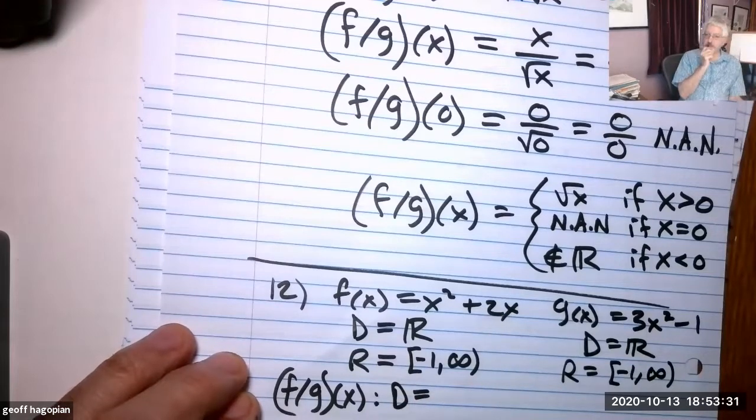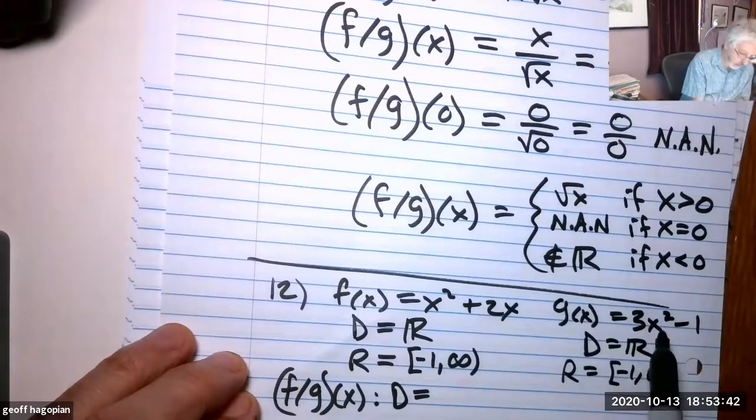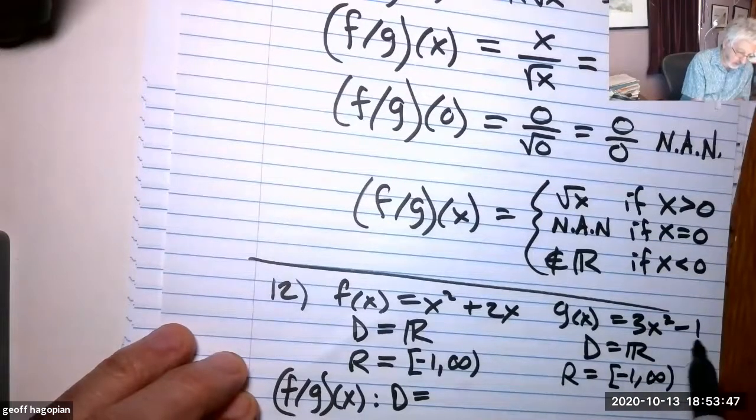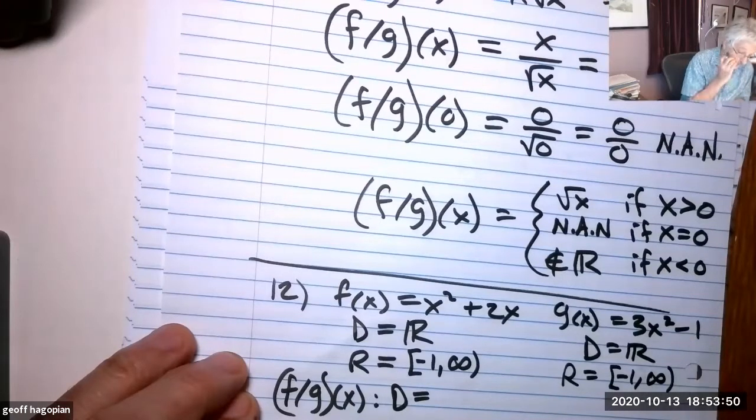Well, there are two inputs that produce a 0 output, right? If you factor it, you see that, sorry, the problem is with g, right? Because we have f divided by g, if g has a 0 output, then we have division by 0, right? We're dividing by g. If g is 0, then we're dividing by 0. So we want to rule out the possibility that g can be 0, and that's plus or minus the square root of 1 over 3.